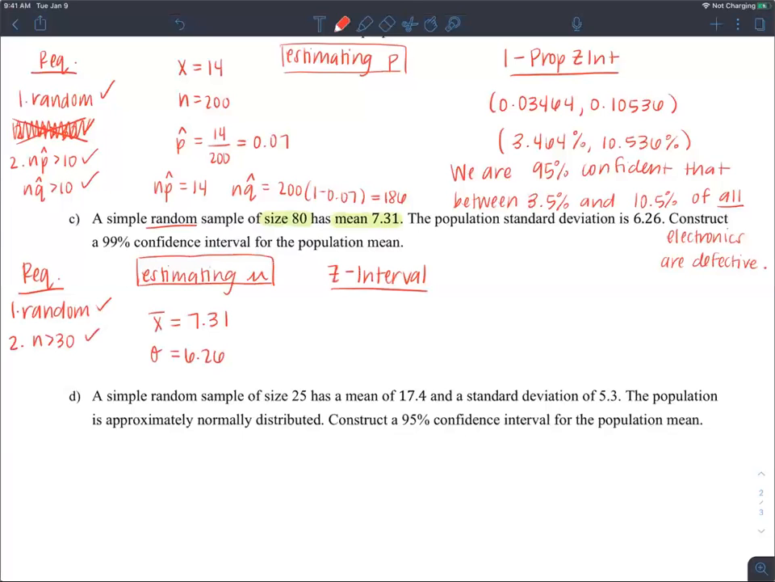So you're going to put all of this in. First it asks for sigma. So sigma is 6.26. X bar is 7.31. N is equal to 80. So I guess I should move this here. And then the confidence level is 0.99. Calculate. So you should be getting a confidence interval of 4.366 to 10.254.